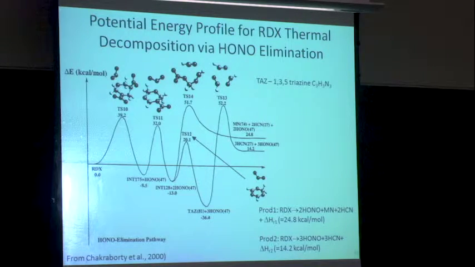So, you've got to account for all these sort of steps. But if I go through and look at eliminating the 3 HONOs, I end up with triazine here, and that triazine is a ring structure, and I can then go through that concerted decomposition to form 3 HCN molecules.